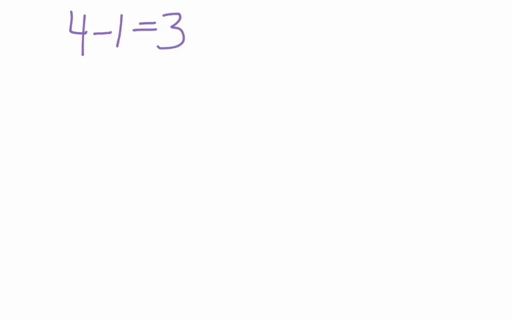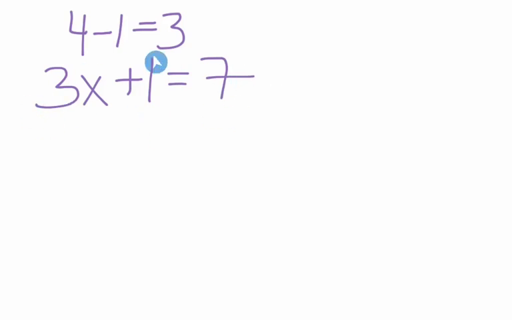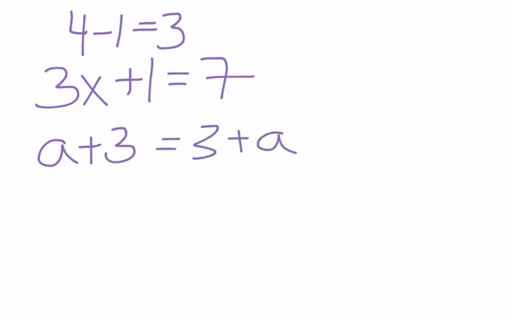Then you can have equations that have variables in them. For example, 3x plus 1 is equal to 7. This is what we would call a two-step algebraic equation, and we haven't gotten there yet, but that is what it would be called. Here's another example: a plus 3 equals 3 plus a, which I hope makes sense to you if you pause the video and think about that for a second.